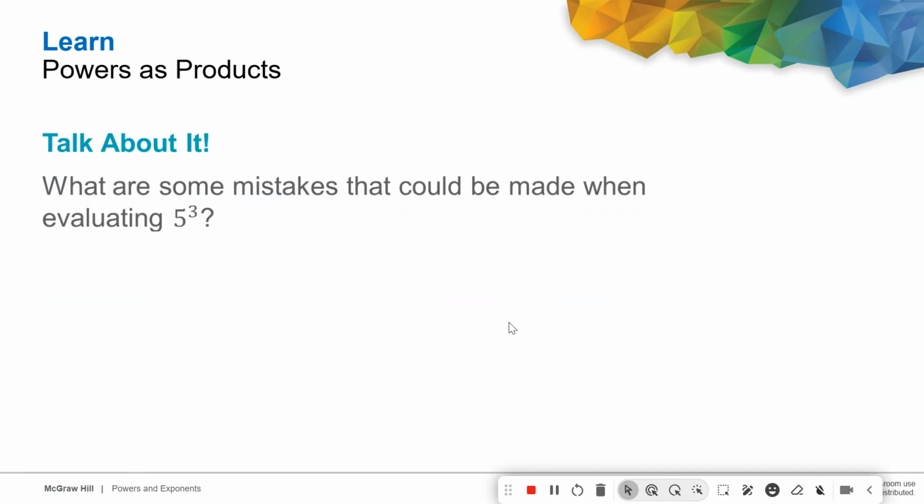All right, anyway, what are some mistakes that can be made when evaluating 5 to the third power? I just wanted to talk about this one because a common mistake is people will go 5 times 3. It is not 5 times 3. It is 5 times 5 times 5. So 3 fives multiplied by themselves, not multiplied by 3. The only reason there's a 3 there is to tell us how many fives. Okay, other people might make the mistake of adding, but that's not as common.